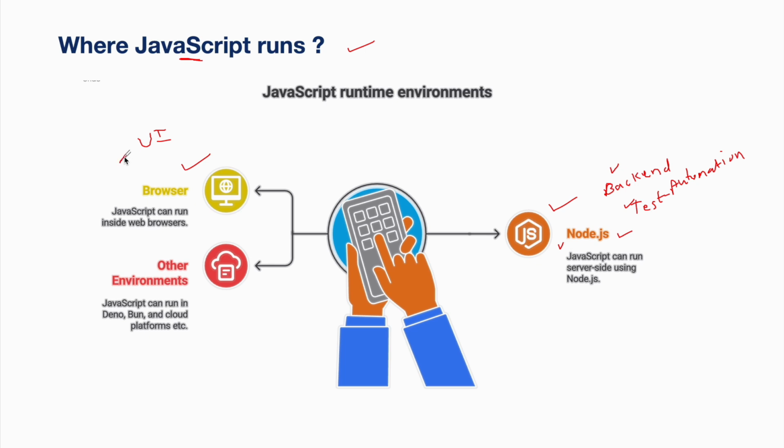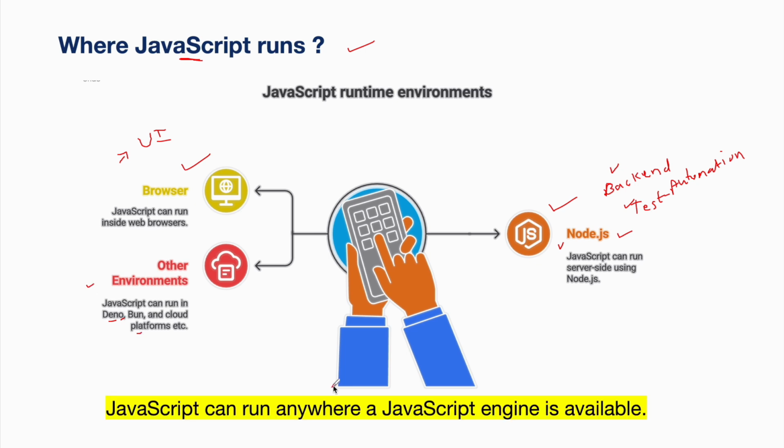The UI developers basically use a browser to check their development is working fine or not, such as drag and drop, click on certain buttons, all those UI related actions. Also, there are certain other environments wherein you can run the JavaScript such as Deno, Bun, certain cloud platforms, etc. They are for specific purposes. In general, JavaScript can run anywhere where a JavaScript engine is available.